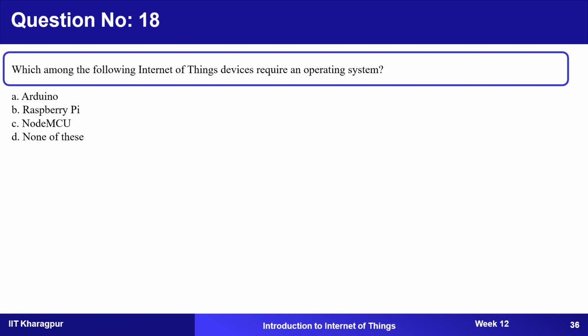Next question is, which among the following Internet of Things devices requires an operating system? Options are Arduino, Raspberry Pi, Node MCU, none of these. B. Raspberry Pi. Okay. Anyone else? Yes, ma'am, Raspberry Pi. Yeah, so Raspberry Pi is the correct option.